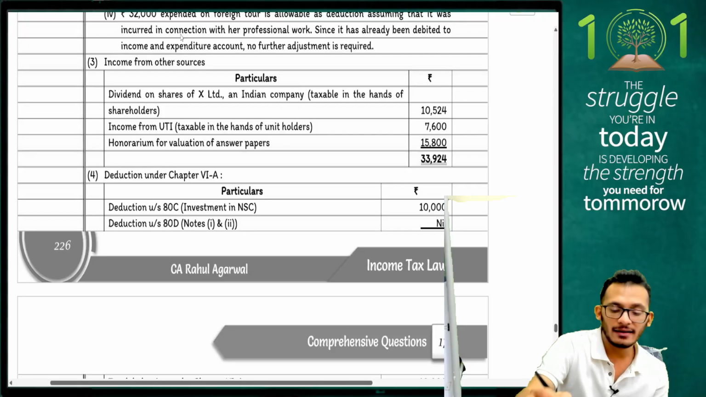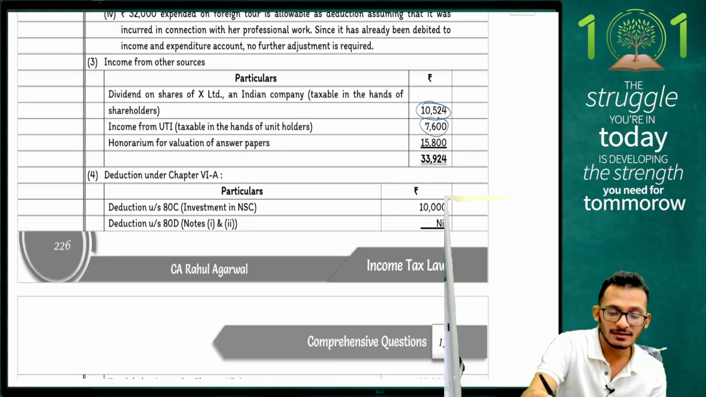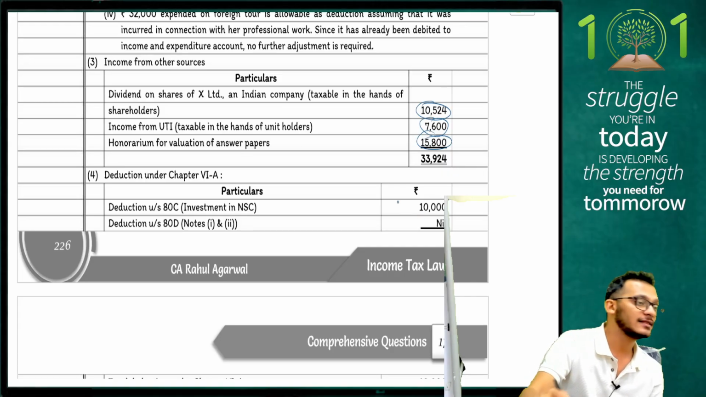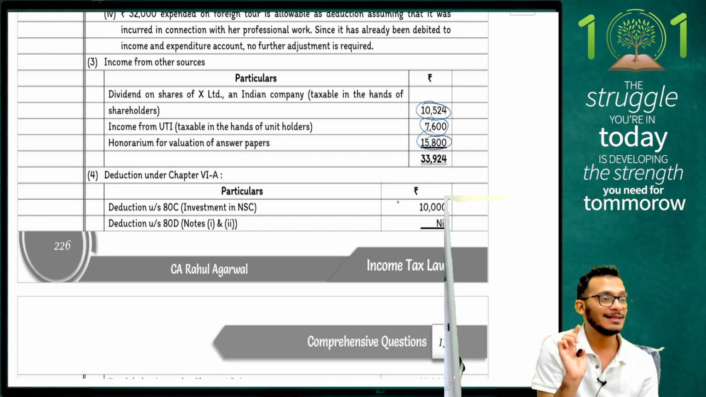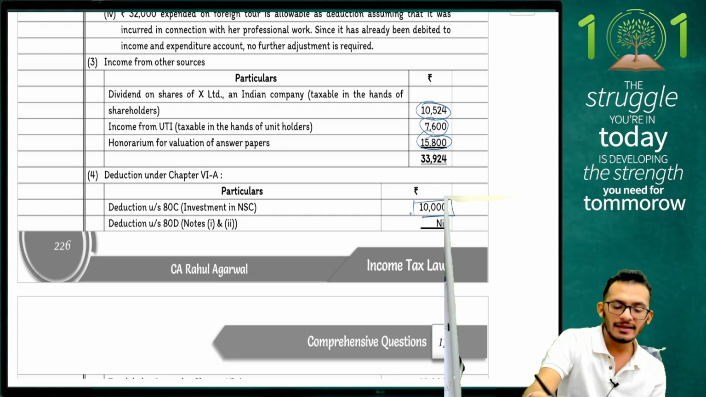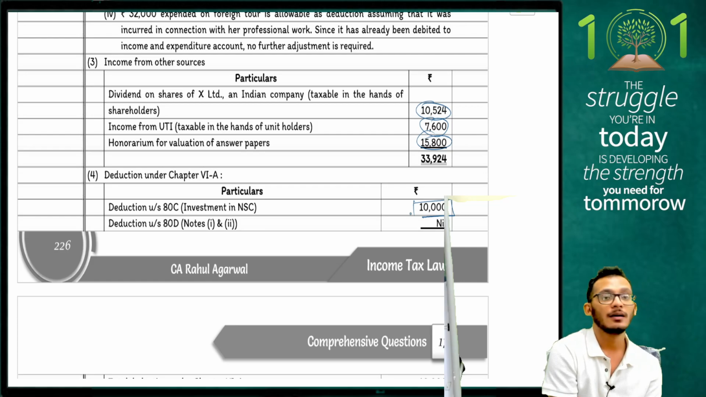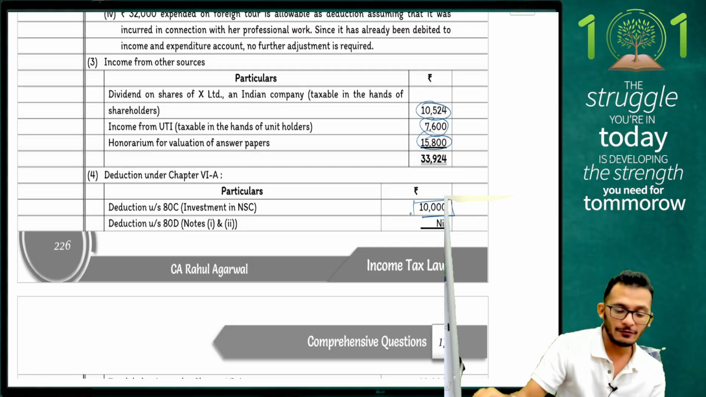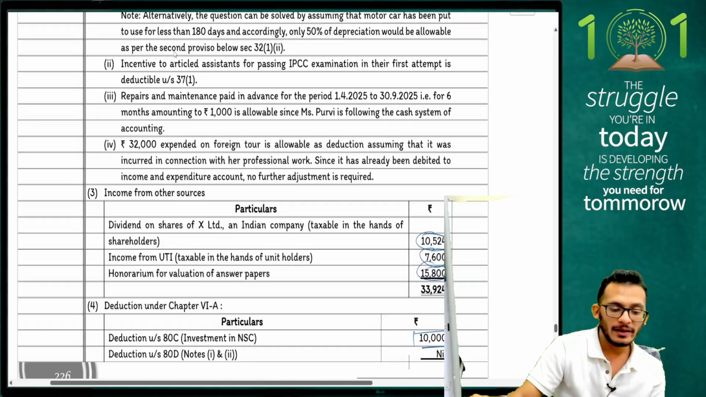After that, I computed my IFOS income, taxing the dividends, 7,600 and 15,800, as my IFOS incomes. Then I took my chapter 6A. People, under the ATR, I took the NSC investment of 10,000 rupees. 80D got fully ignored because everything was paid in cash and was paid for a brother. And then I found my total incomes.